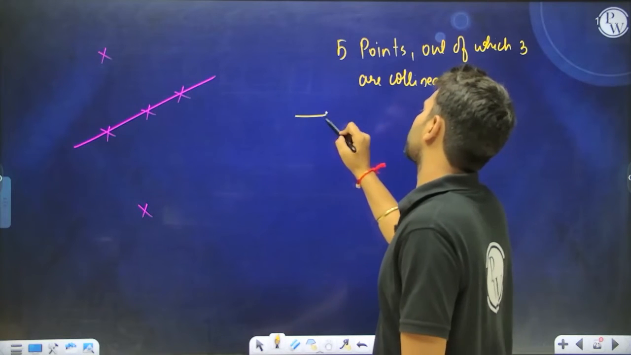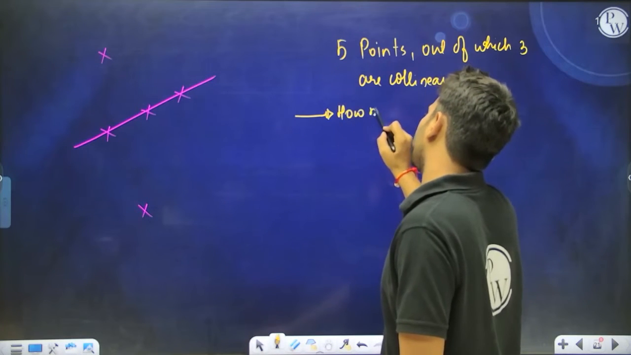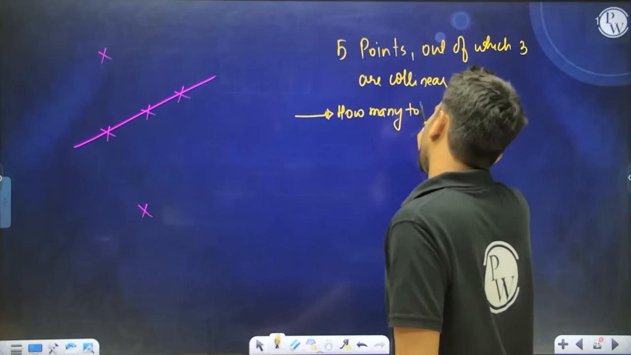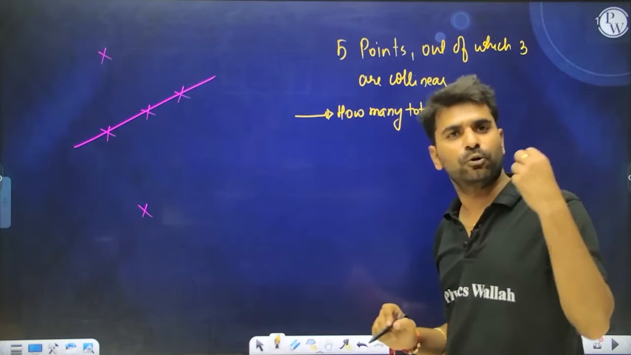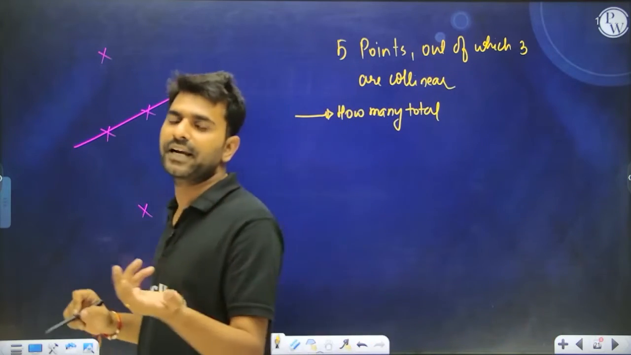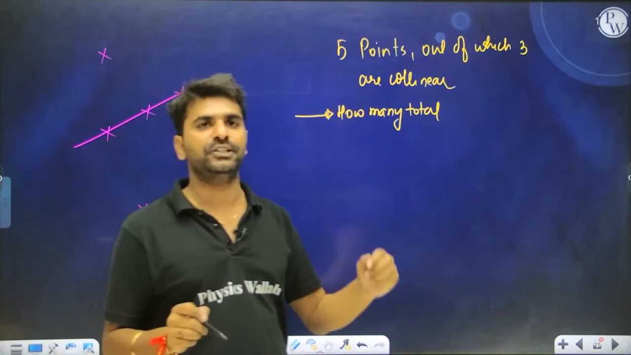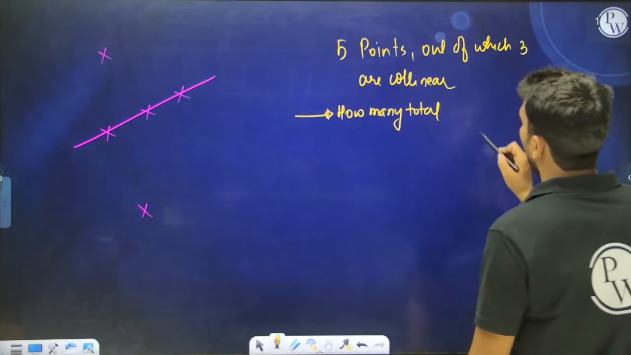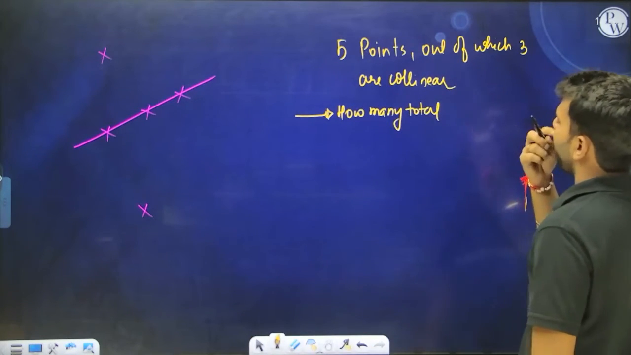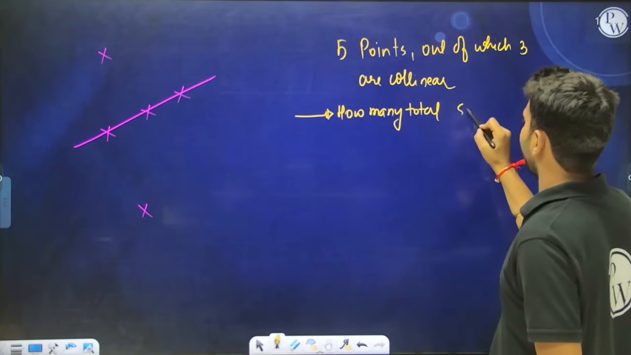These kind of problems also do come. In the case of points on the circle, there were no 3 points collinear, but in real life there can be collinear points as well. So these kind of problems also do come. How many total straight lines will be formed?